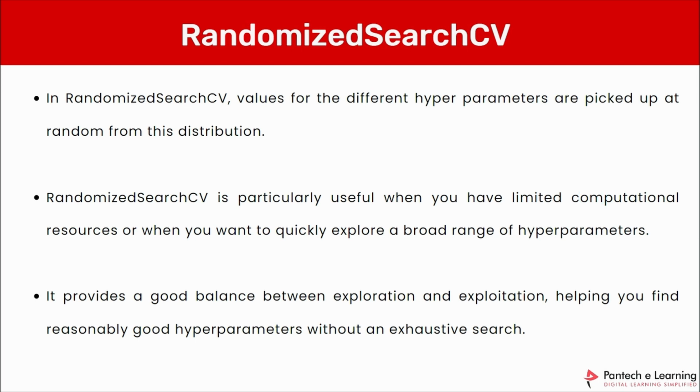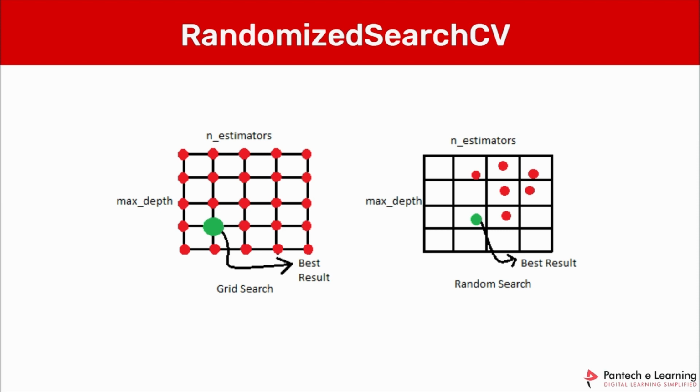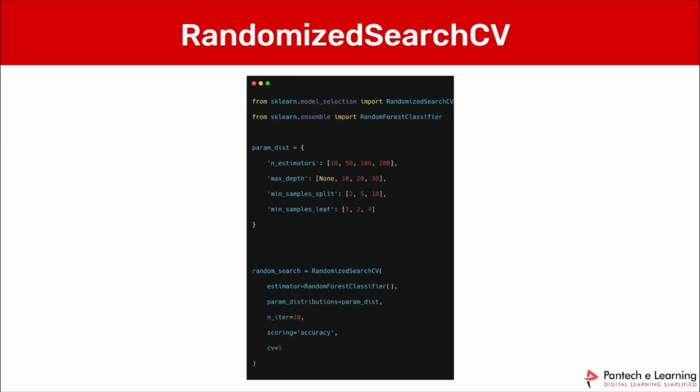In RandomizedSearchCV, values for the different hyperparameters are picked at random from the distribution you are giving. It is particularly useful when you have limited computational resources and limited time. It provides a good balance between exploration and exploitation, and helps you find reasonably good hyperparameters without an exhaustive search. In GridSearchCV, it goes through every grid, but in RandomizedSearchCV, it tries to fit randomly based on the parameters you pass and gives you a result, which can be really good. We will be mostly using RandomizedSearchCV.